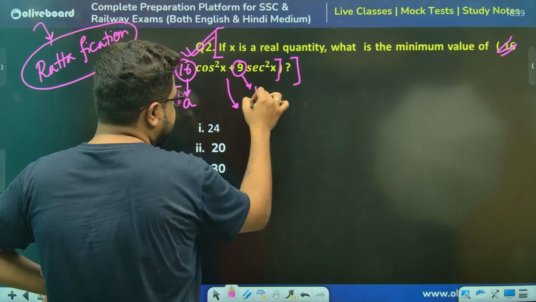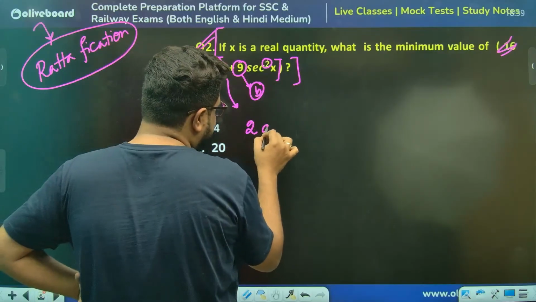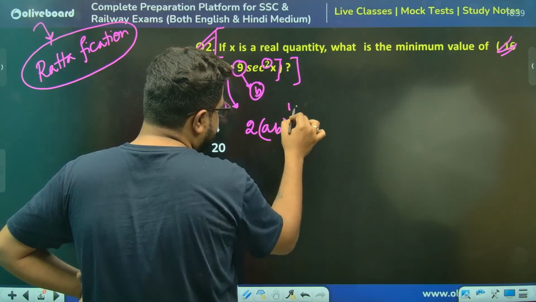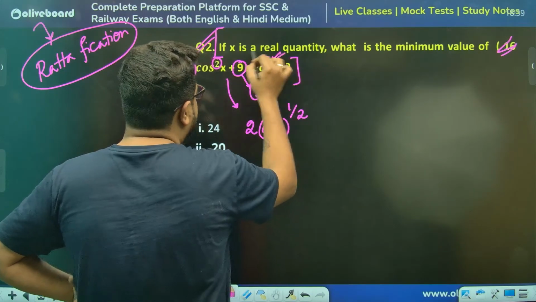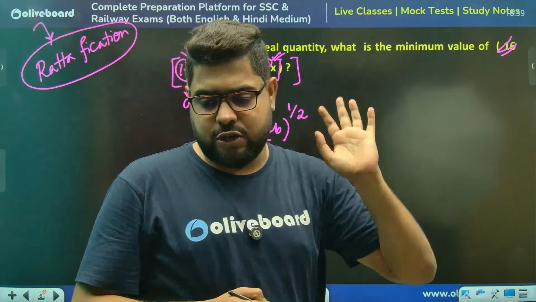So straight away the answer is, if this is A and this is B, and it is squares at both the sides, it will be 2A into B to the power 1 by 2. Why 1 by 2? Because the power is 2 here. This is the rectification shortcut, a direct shortcut.